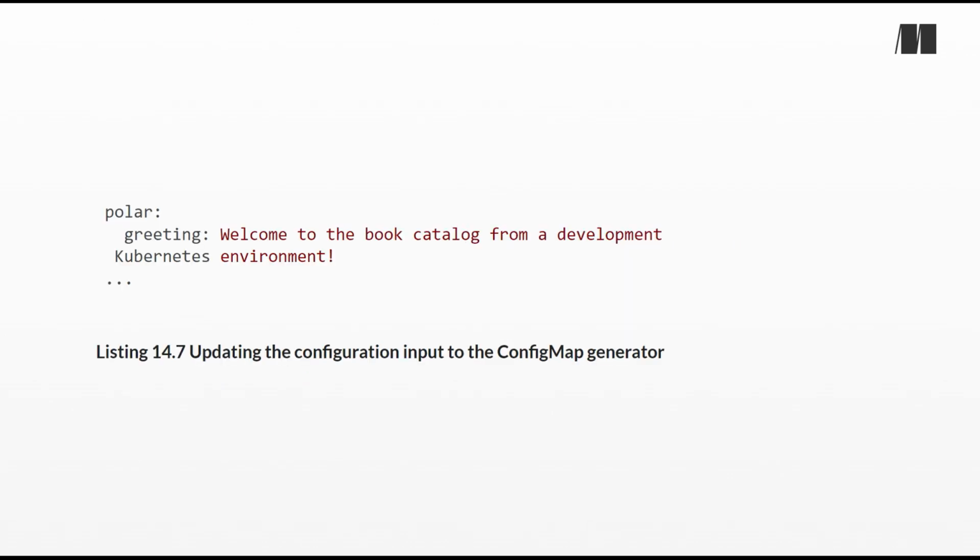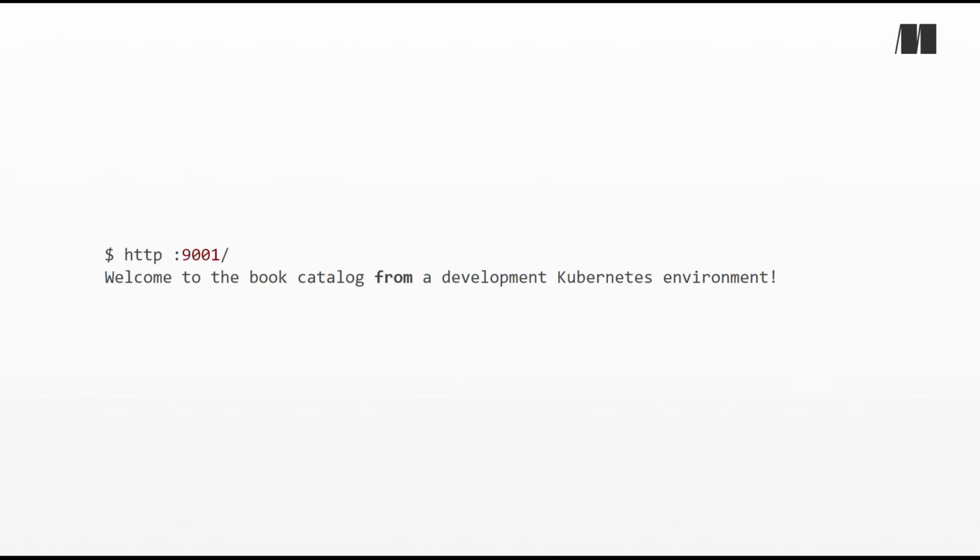Let's verify that it's true. First, update the value for the polar.greeting property in the application.yml file used by Kustomize to generate the config map. Listing 14.7. Updating the configuration input to the config map generator. Then apply the customization again: kubectl apply -k k8s. Kustomize will generate a new config map with a different suffix hash, triggering a rolling restart of all the catalog service instances. In this case, there's only one instance running. In production, there will be more.